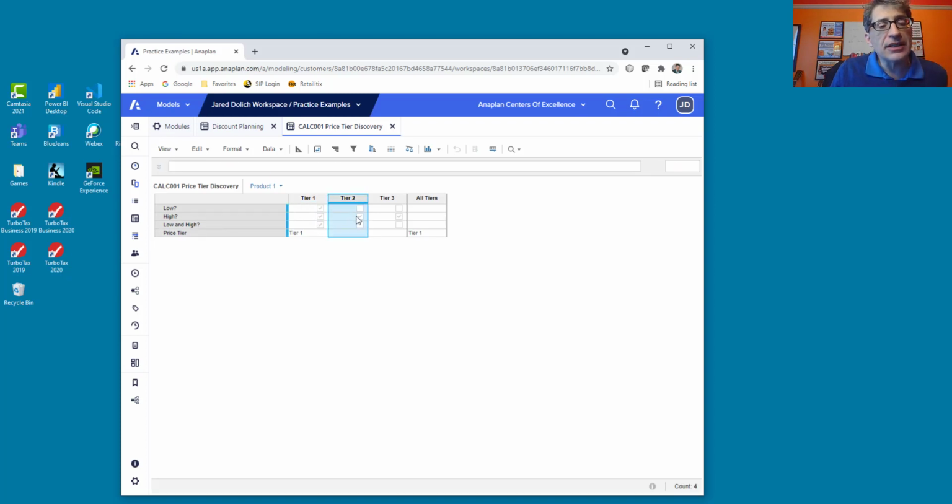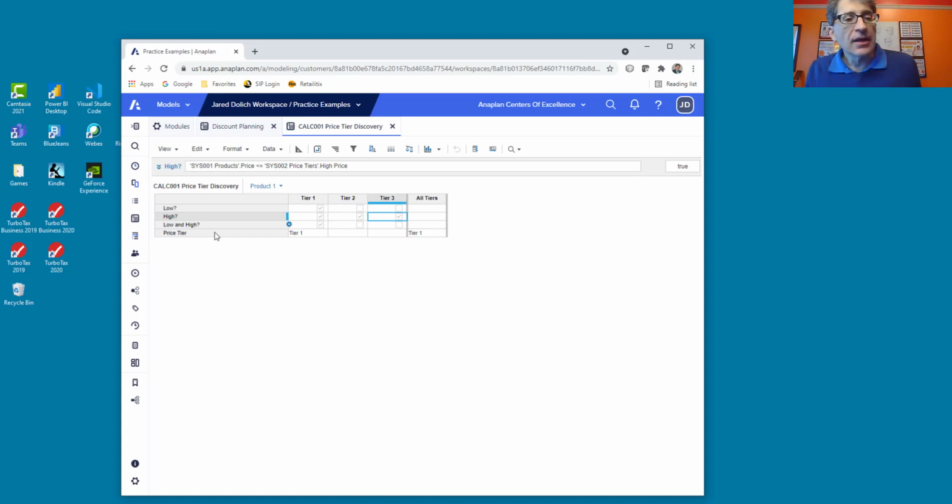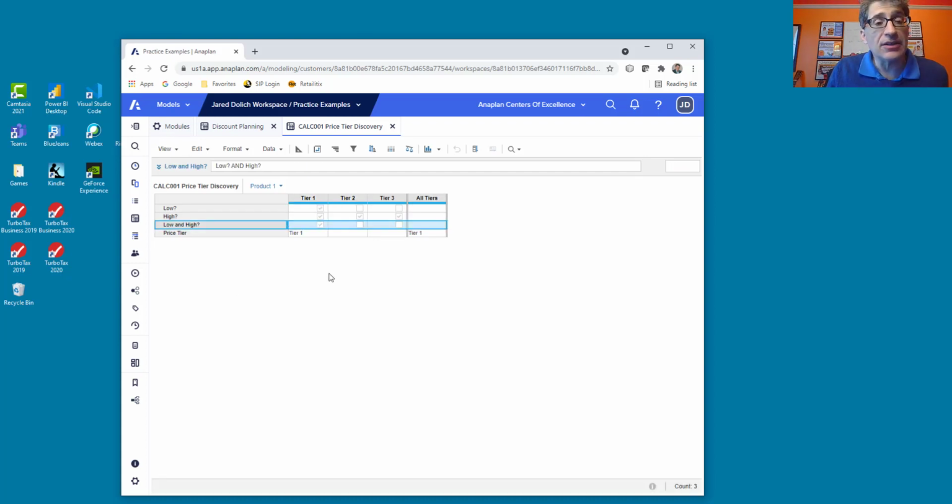And for tier two, you could see, yeah, for product one, it's still in the low one, and it's still in the third one as well, right? So in what condition would both of them be true? Because that will tell us which price tier the product one belongs to. So you can see, yes, it is above the low, it's below the high, which means it's both. So this one gets checked off as well. So that's low and high. And what it returns is the price tier. So there's our formula. If it is both low and high, then go ahead and give me the price tier. Otherwise, don't give me anything.